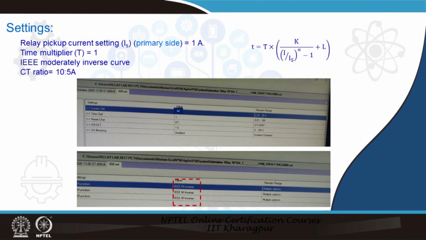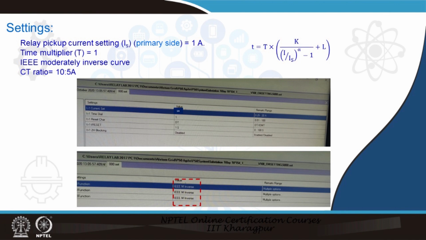Now, the relay current and the curve which follows the IDMT modelling curve is this, and we are already aware of the corresponding k value, alpha value and the L value for this. As already mentioned, the IS pickup setting here is 1 ampere and the corresponding T time multiplier setting is 1 here.